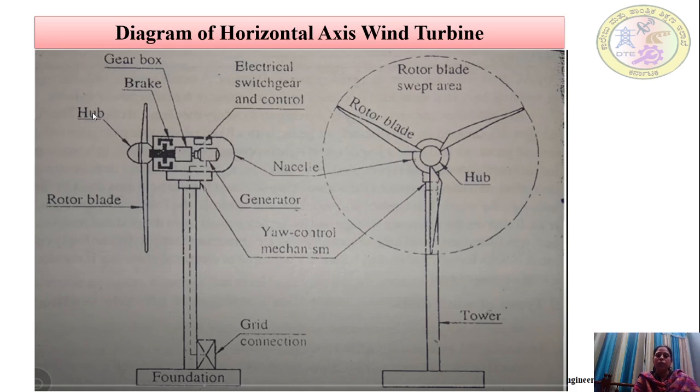Now I will tell you the parts, the components of this horizontal axis wind turbine. Hub. Hub is a place where we join the blades. Rotor blades, brake, gearbox, electrical switchgear and control. This is the nacelle, generator, yaw control mechanism, grid connection at the foot of the tower. These are the components of a horizontal axis wind turbine.